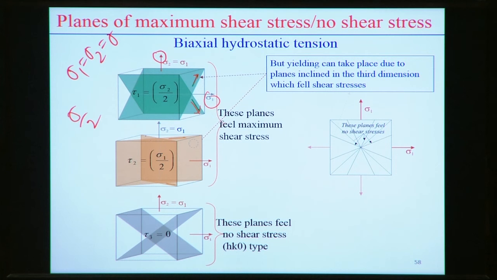Similarly, there is another two planes that also have shear stress of sigma by 2 when it is a biaxial stress, and this will actually be the maximum shear stress. But on some other planes there exists no shear stress. That no-shear-stress condition is simply the Miller indices of the type hk0, that type of plane within the unit cell that is subjected to no shear stress.